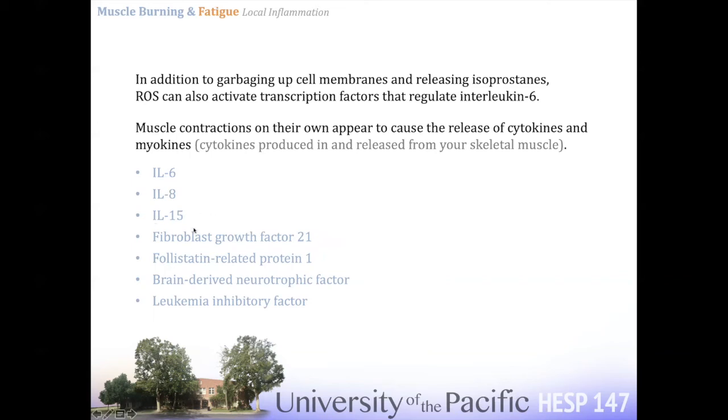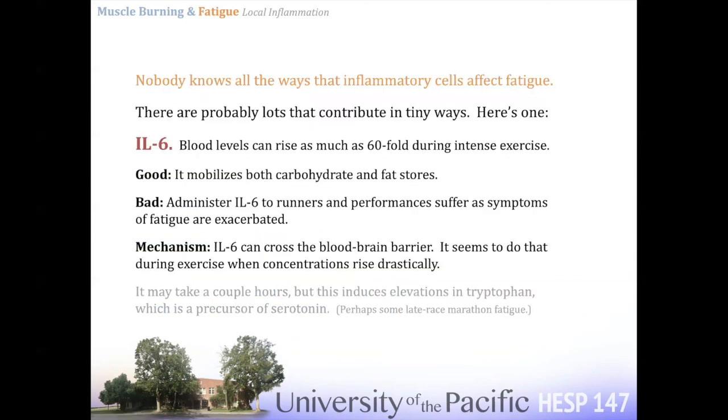We talked about IL-15, interleukin 15. That's anabolic. Brain-derived neurotrophic factor, wonderful, released during exercise. I talk about that at the grad level, where if you want brain health, BDNF is about as good as it gets. But there's a lot of things released during exercise. We see performance suffering in their presence.